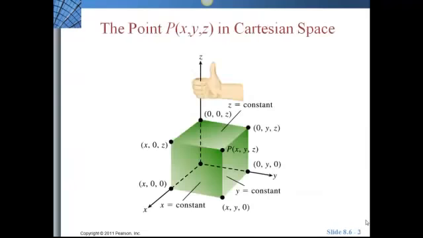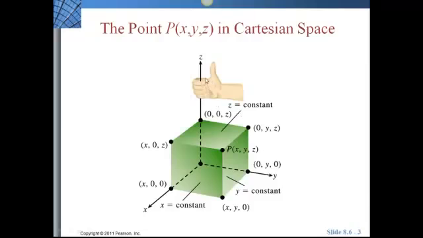You're familiar with the Cartesian coordinate system in the xy plane. We're now going to extend this to three-dimensional space. In the plane, we use two axes and an ordered pair to name points, our x and our y. In space, we use three perpendicular axes and ordered triples to name a point. The axes are labeled x, y, and z.